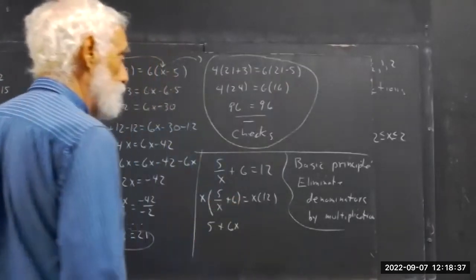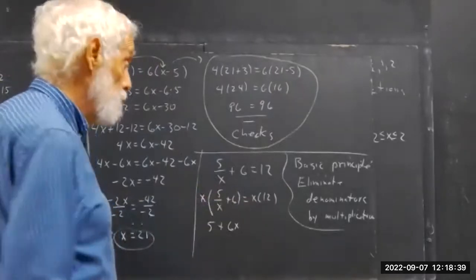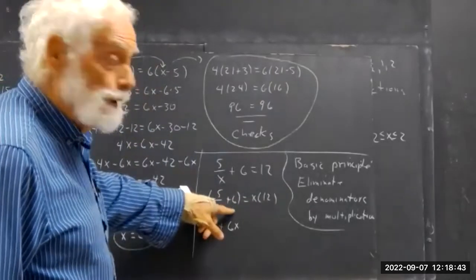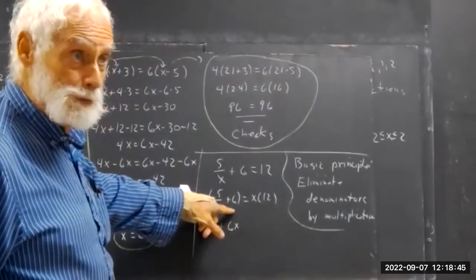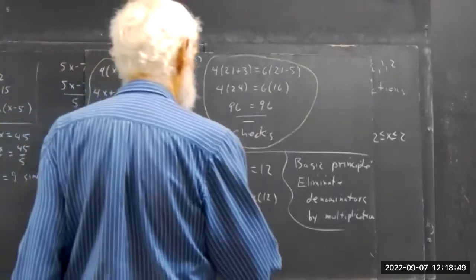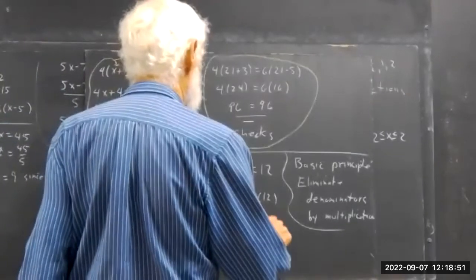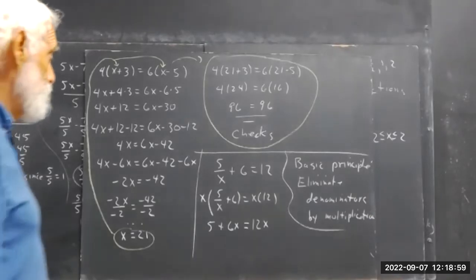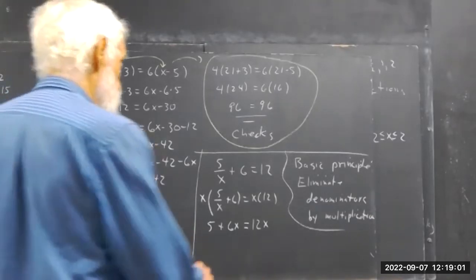X times 6 is 6x. We have to use the distributive law. And if you're focused on getting rid of this x, it's easy to forget to multiply this one by x, okay? So be sure you write everything out carefully. Well, that equals 12x. Now that's really easy to solve. That's just like what we did over here.